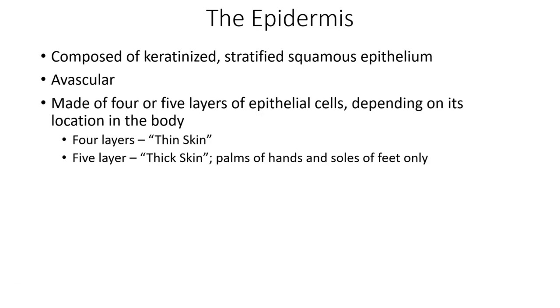Again, this layer is avascular, which means there are no blood vessels in it, and this is usually going to be 4 to 5 layers of these stratified squamous epithelial cells, depending on where it's found on the body. If it has 4 layers of cells, it's considered to be thin skin, and if it has 5 layers, it is considered to be thick skin, which is really only found on the palms of our hands and soles of our feet, which makes sense because those have a lot more happening to them, so they need that extra layer that's very beneficial to them.